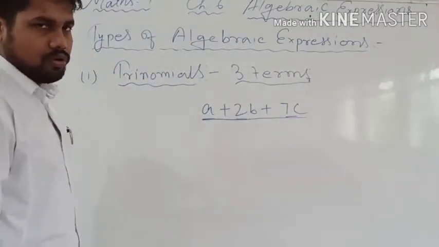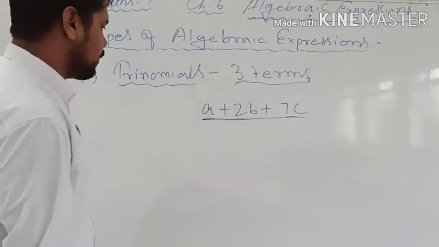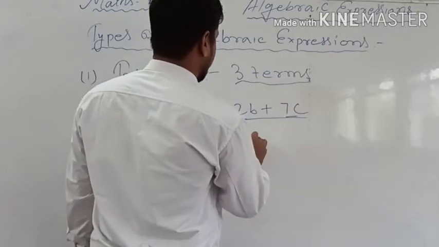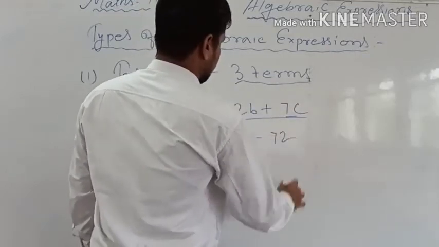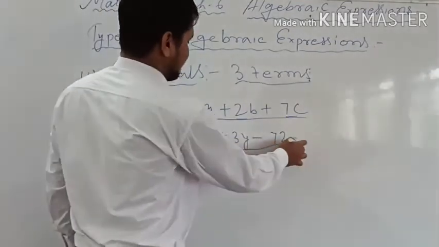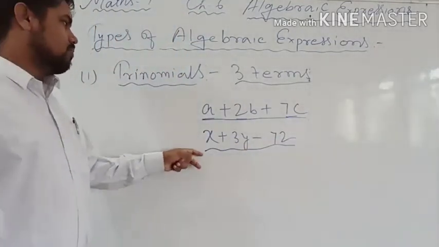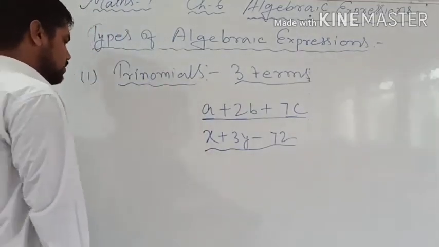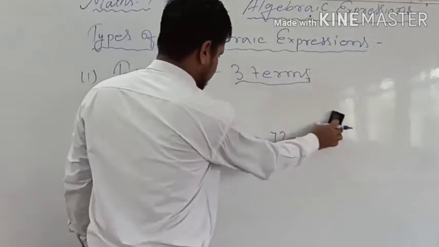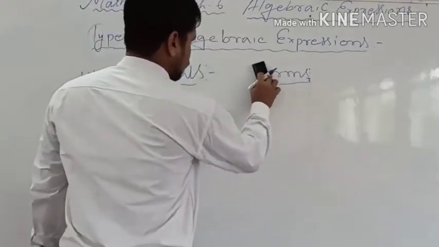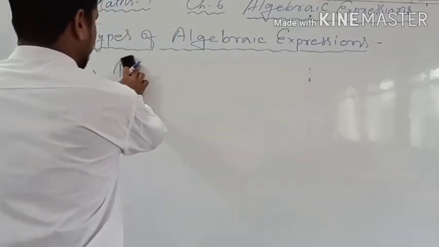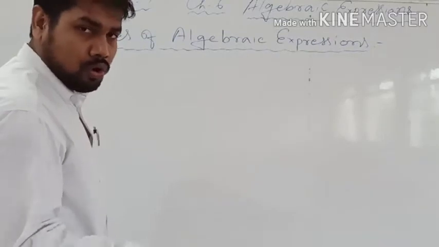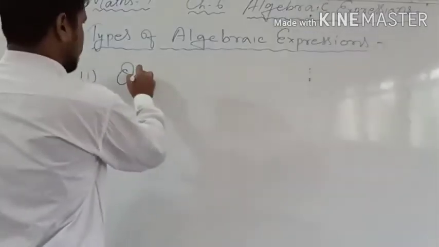So monomials, binomials and trinomials. You can take few more examples of trinomials like x plus 3y minus 72. So here also you can see three terms. Because of three terms it is called trinomials. What is next? Next we have quadrinomials. Quad means four, so four terms.